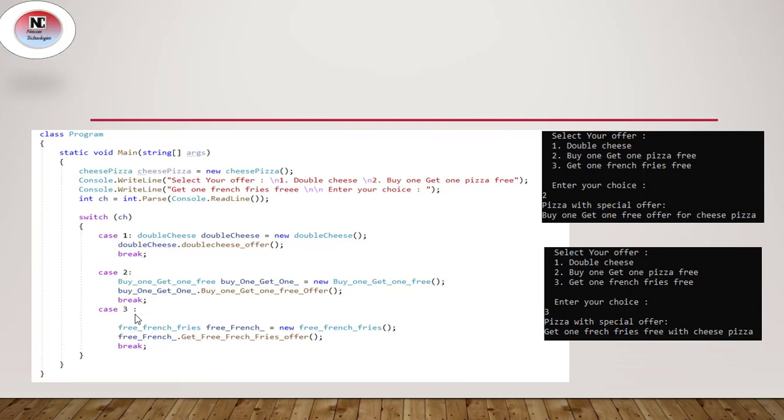Okay, now here I can see all the method things. I have selected 2, so it is going to take me to the special offer buy one get one free, which I am getting here. The same way when I select 3, it says one French fries free. So basically it is extending the implementation and it decorates the class with the services. So this is how you can implement the decorator design pattern.